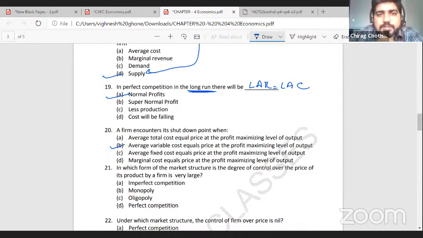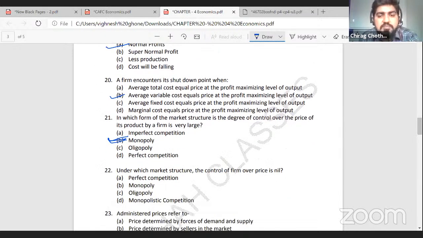Oligopoly, no, substantial control is there, because you have to again compete with your competitors, close competitors in fact. In perfect competition, absolutely it is zero. Why? Because you are a price taker. You have to accept the price, whatever is there in the industry, so you cannot decide on the price. So the correct option that we have here is monopoly. Monopoly is the one which has the highest degree of control over the price.